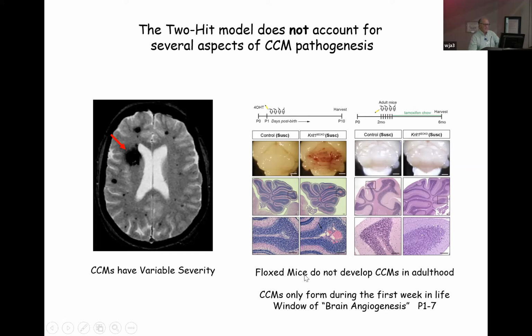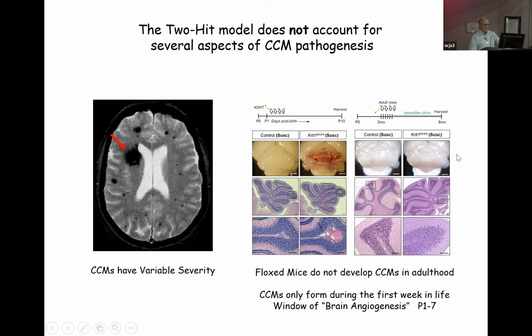The other thing I want to talk about is that in the meanwhile, we and others have developed models based on putting floxed LoxP sites, in other words, knocking out the gene in endothelial cells in mice using common tricks. And it works really well. Here in the cerebellum, you get this huge lesion burden that you can see from the outside if you inject the tamoxifen to activate the Cre recombinase. But if you do that in adulthood, you get no lesions.